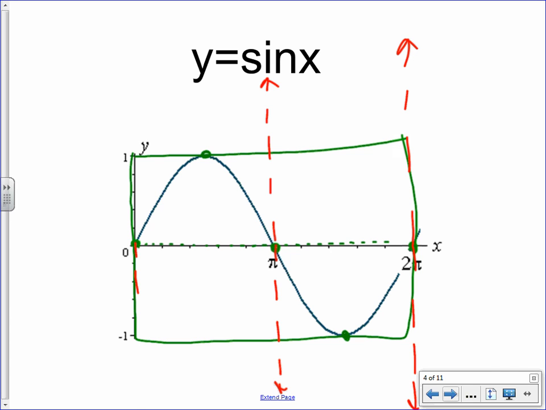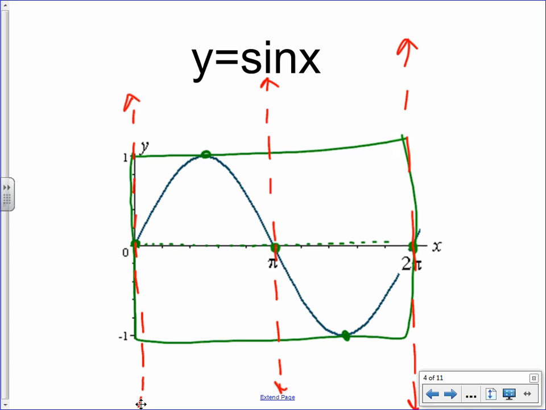0, which means when we take the reciprocal, yeah, it's okay. You want to turn the light on? Okay. Just keep doing what you're doing. All right. So we have asymptotes at 0, pi, and 2 pi. Okay.